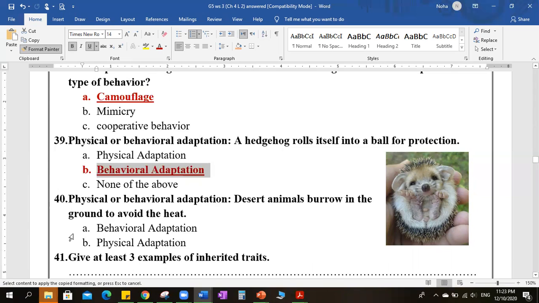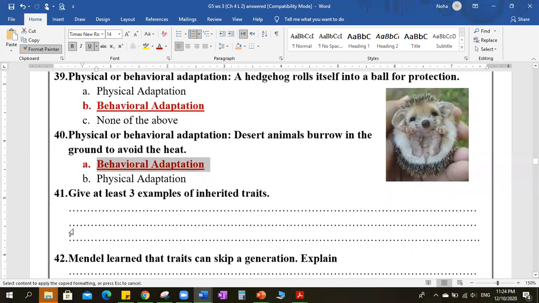Number 40, physical or behavioral. Desert animals burrow in the ground to avoid the heat. So they go down under the ground so they can prevent their bodies from getting all the heat in the morning. This is something also the animal does, which is behavioral adaptation.